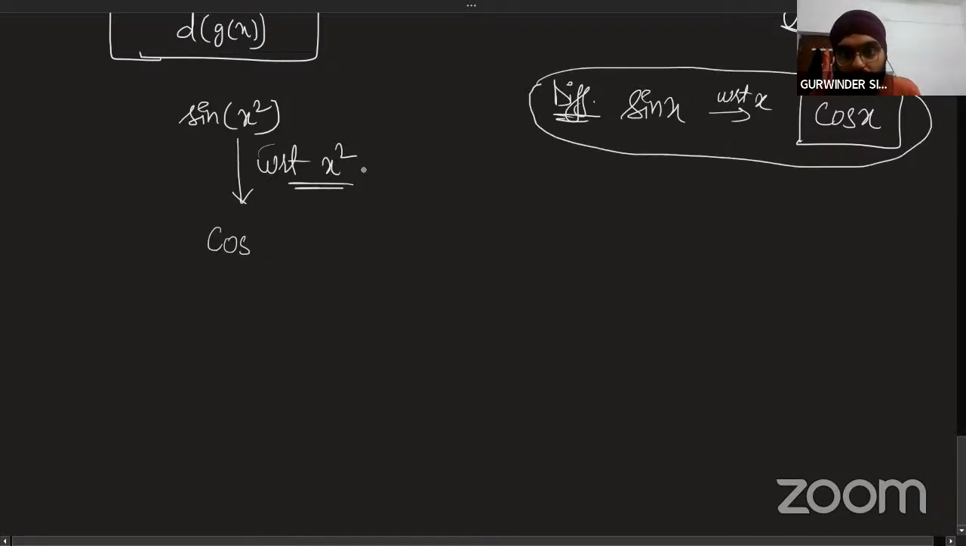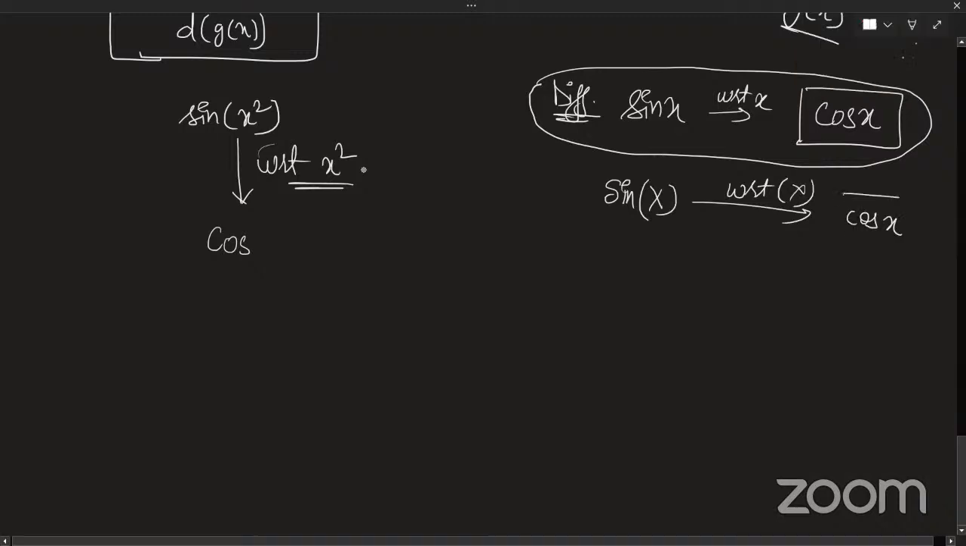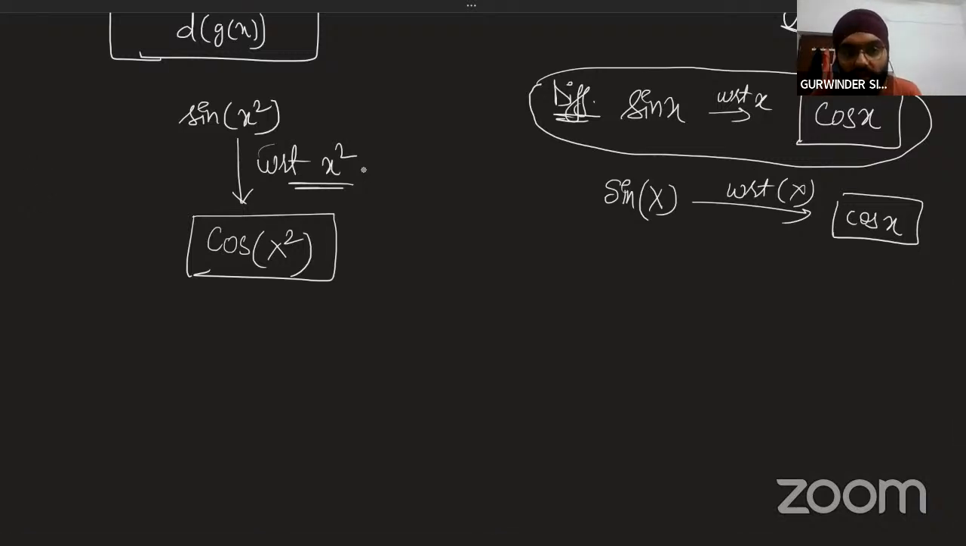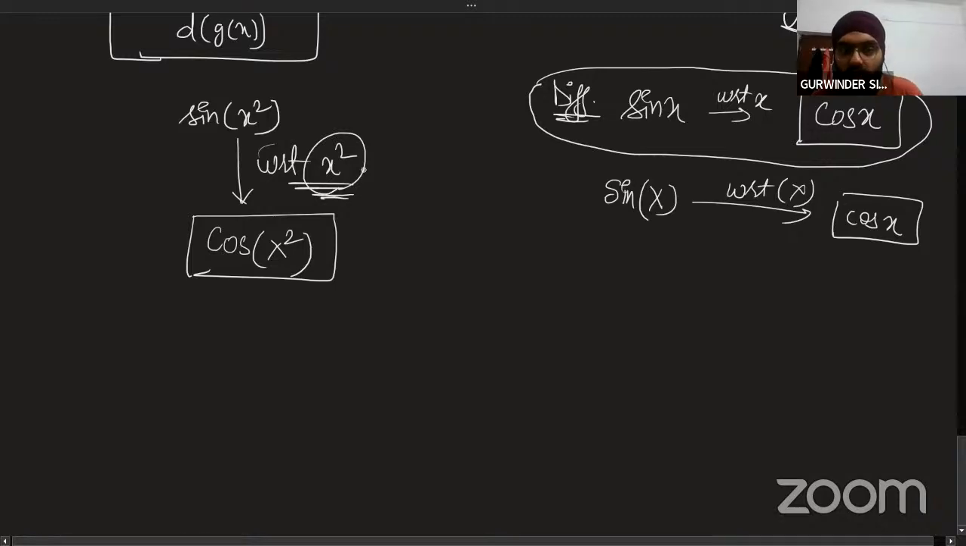See, earlier we had a function sine x, and we were differentiating it with respect to x. We got the answer cos x. Now everything will change. Earlier, everywhere we were putting x, now we will put x squared. We can just directly substitute x square in place of x, because differentiation is happening with respect to x squared.